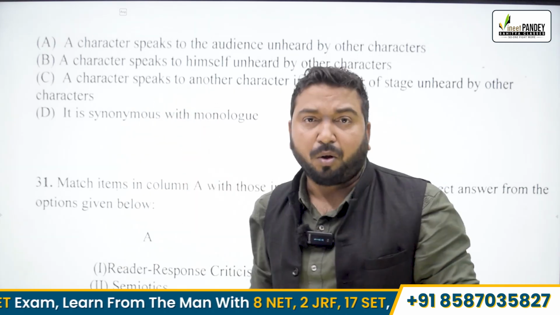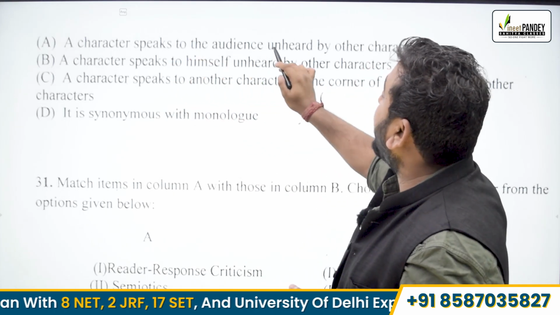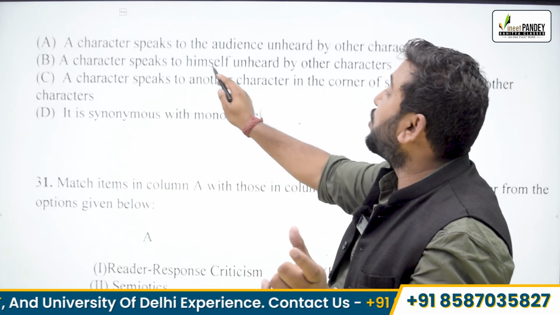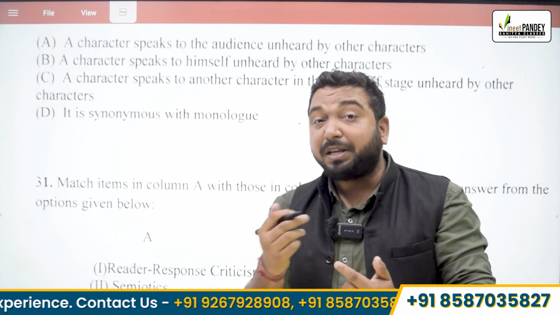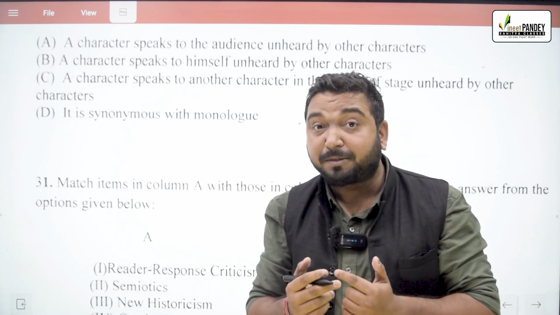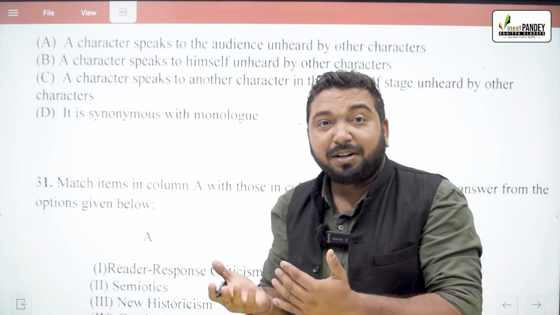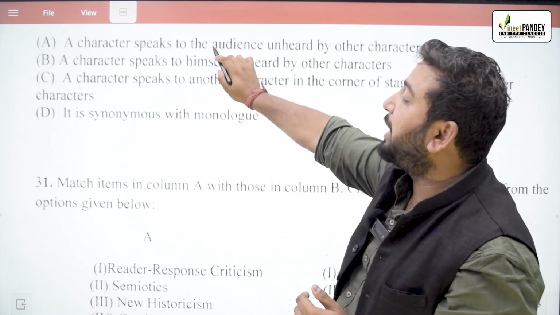C is completely wrong. Now we have 1, 2 and 3. A character speaks to the audience unheard by other characters. Somewhere it's fine. Character speaks to himself unheard by the other characters. Now he speaks to himself unheard by other characters, but then they did not mention that the audience are there, because aside is for the audience.